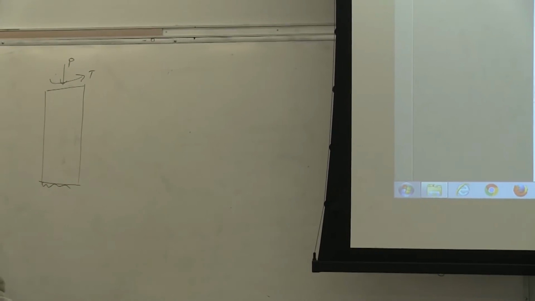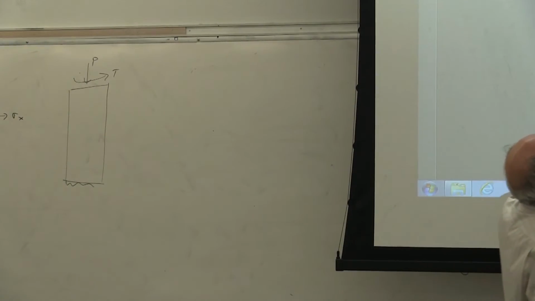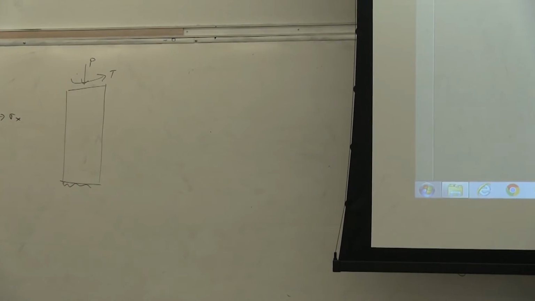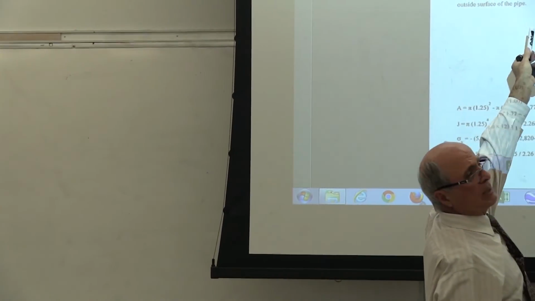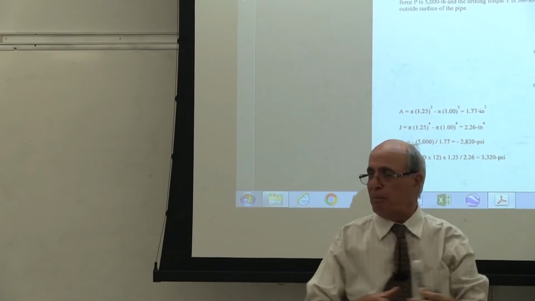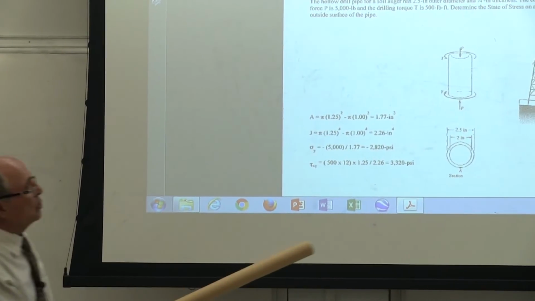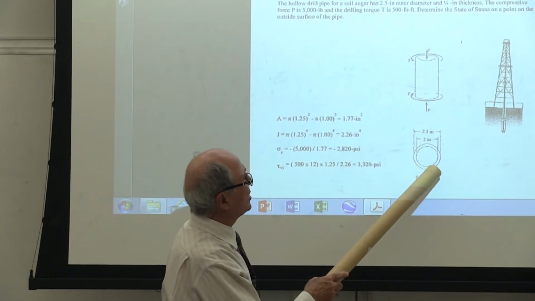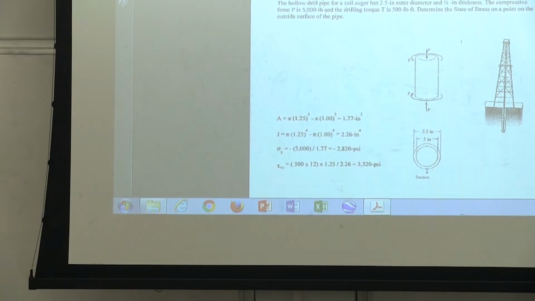I did this problem for all students there. I put a value there. The value of the torque is 500 pound-foot. The value of P is given there, 5,000 pounds. Everybody see that? And there is a pipe similar to this. So it is 2 inches in diameter, 2.5 inches in diameter with a thickness of 1/4 of an inch. Everybody understand that?